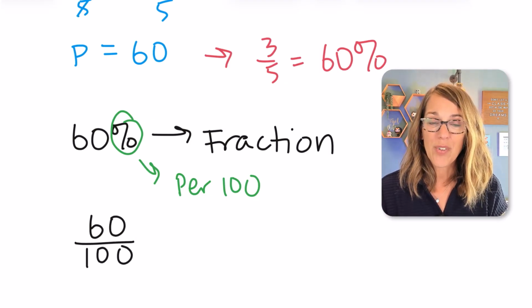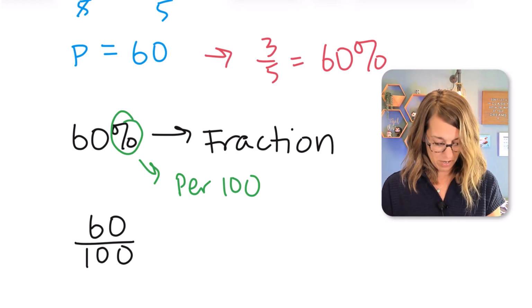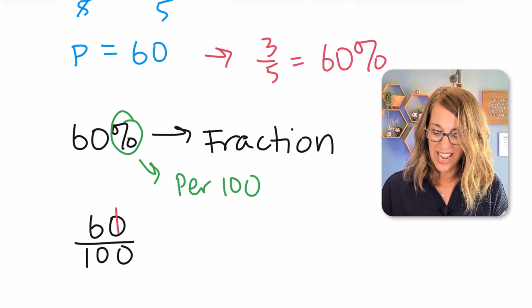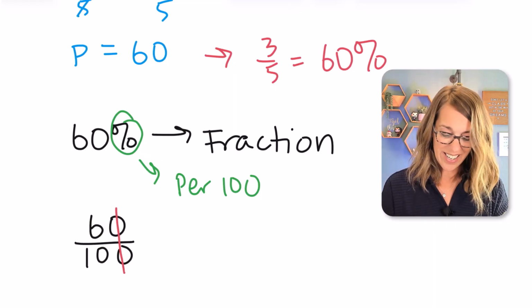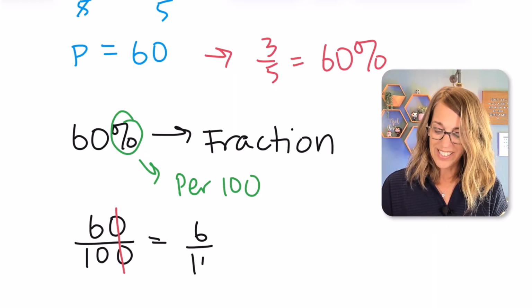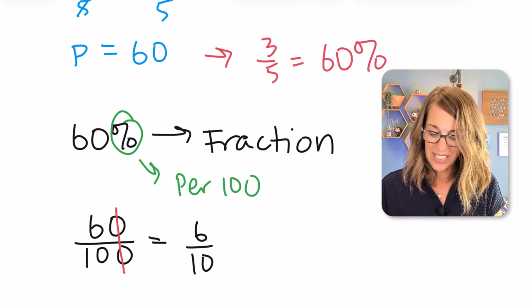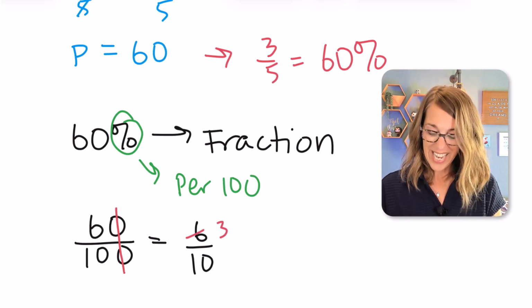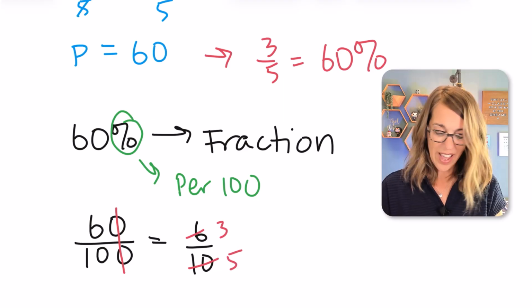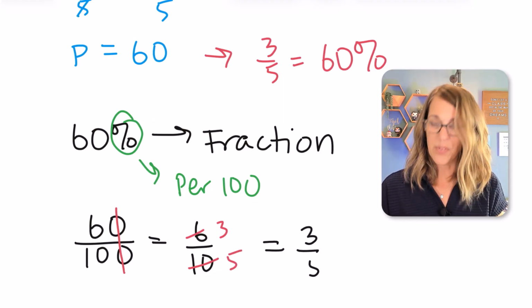Now my job is to reduce it. I already have a fraction. I just need a reduced fraction. To reduce this, I can definitely cancel those zeros that I've got at the end. That gives me 6/10. But I know that both 6 and 10 are divisible by 2. So if I divide 6 by 2, I get 3. 10 divided by 2 is equal to 5. And I get right back to that original fraction of 3/5.